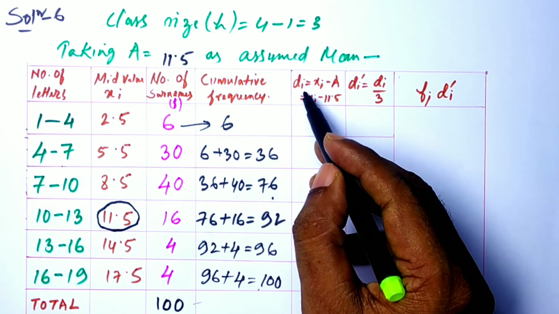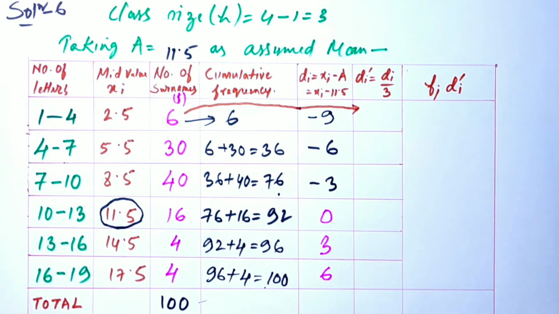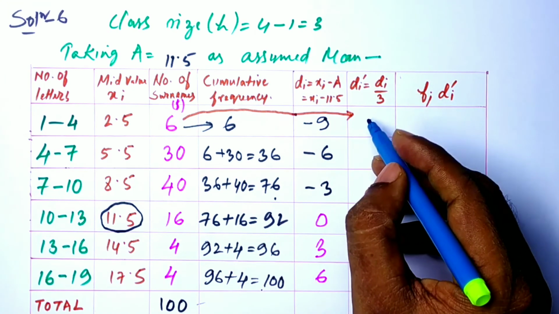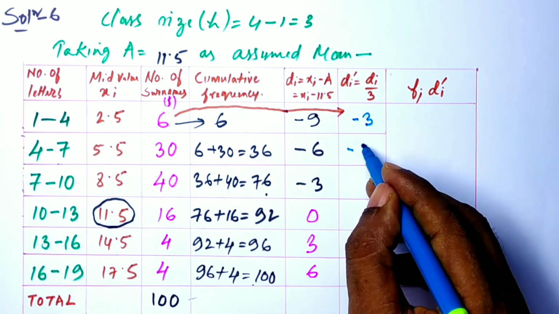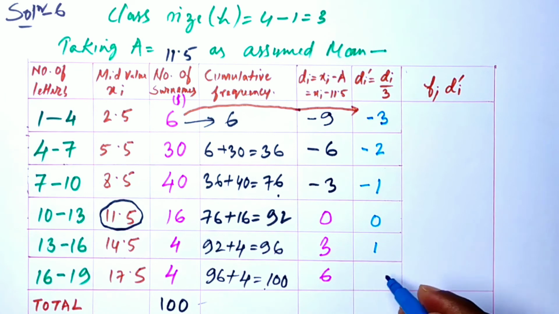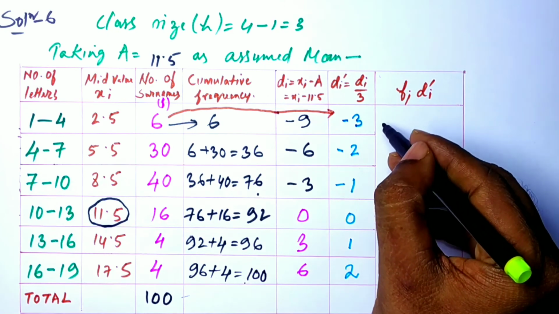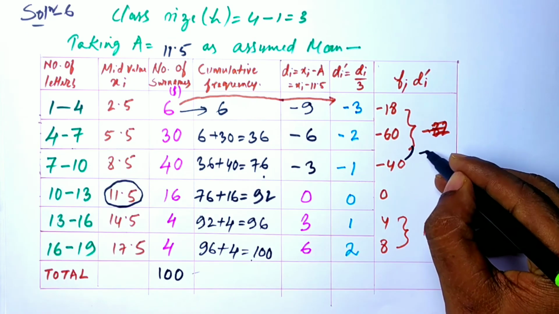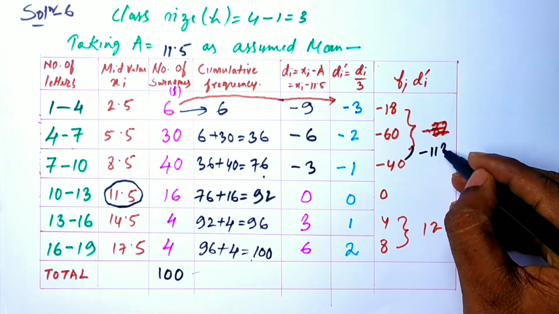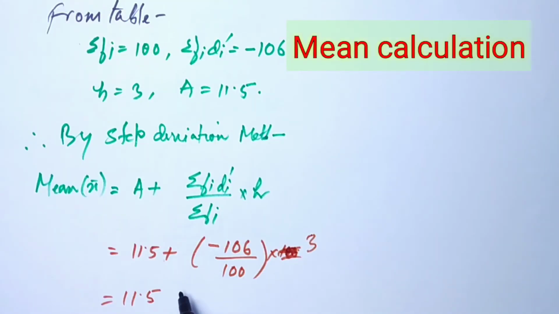Now let us calculate di value, which is xi minus a. Di dash is di by 3. Divide this by 3 to get minus 9 divided by 3 is minus 3, minus 2, then minus 1, 0, 3 divided by 3 is 1, 6 divided by 3 is 2. Now let us multiply f and di dash. Minus 6 into minus 3 is minus 18. So the total is minus 118. Summation fi di dash is minus 106. Plus into minus is minus.